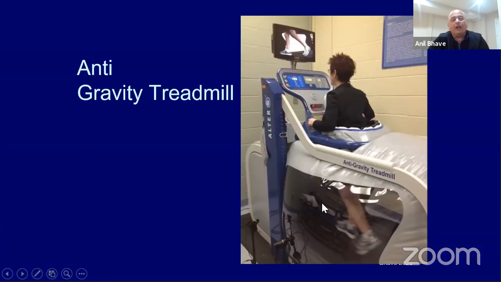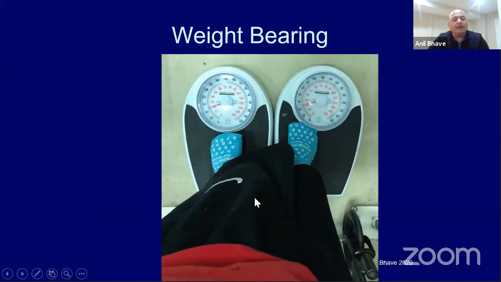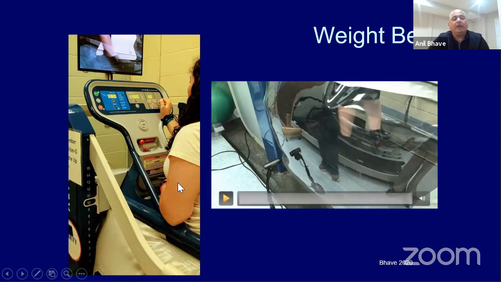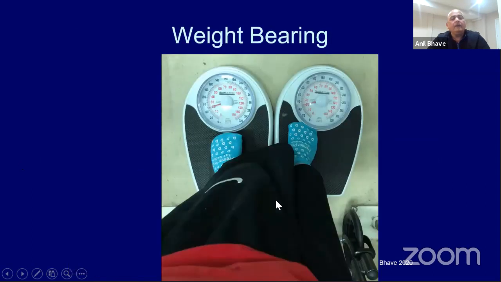We use what we call anti-gravity treadmill for recruitment of muscles. This is controlled weight bearing, and patients are in a kind of a bubble, and we can adjust the weight according to what we want. But I want to show you a very simple method of promoting weight bearing. This is a $10 scale, and we basically have the patients do what we call axial loading multiple times a day for them to gradually increase weight bearing. It doesn't cost anything, it's very cheap, but it's one of the most useful biofeedback tools for weight bearing, for getting the patients to weight bear more.